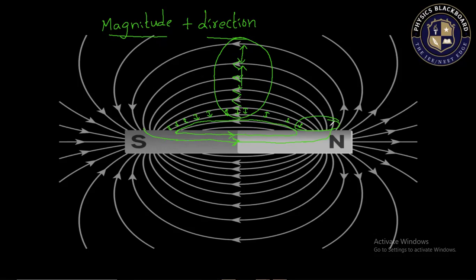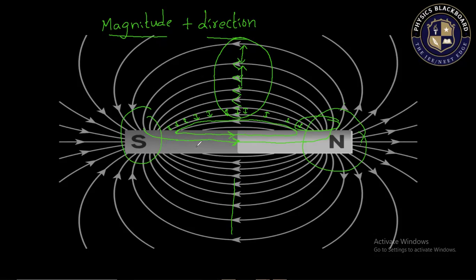And most of the lines are crowded at the poles. You can see here the density of magnetic lines is less at the center of the magnet, whereas the density of magnetic lines near the poles is very high. It means the magnetic strength is maximum at its poles and minimum at the center of the magnet.